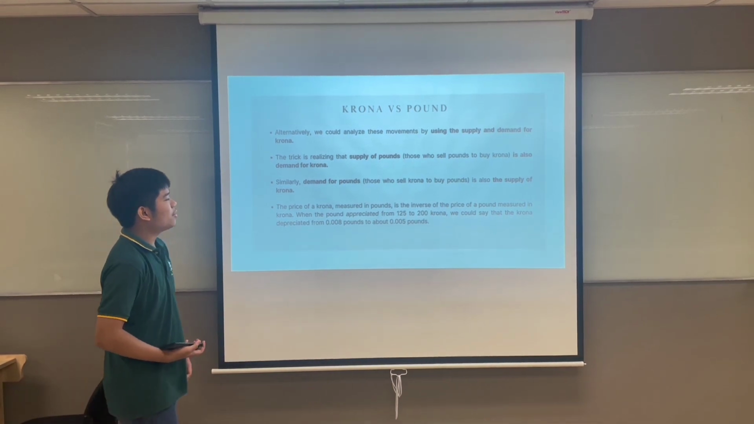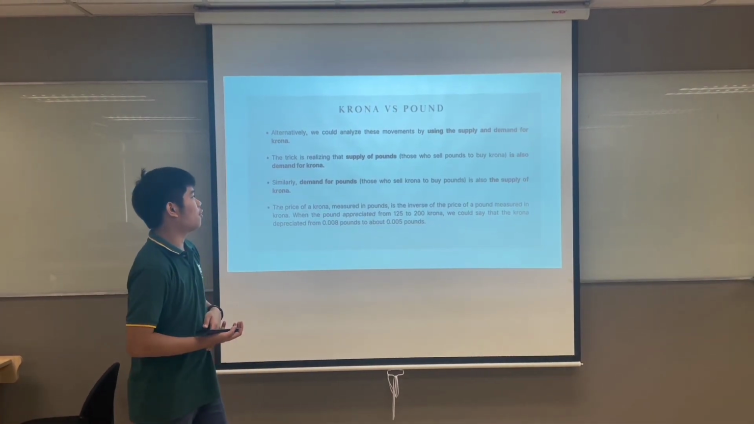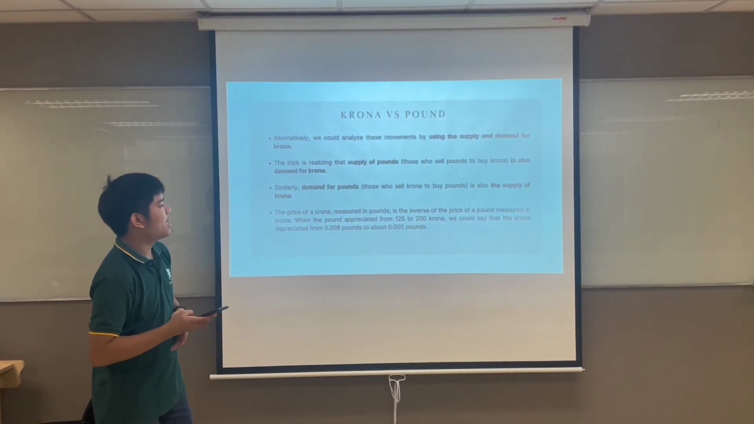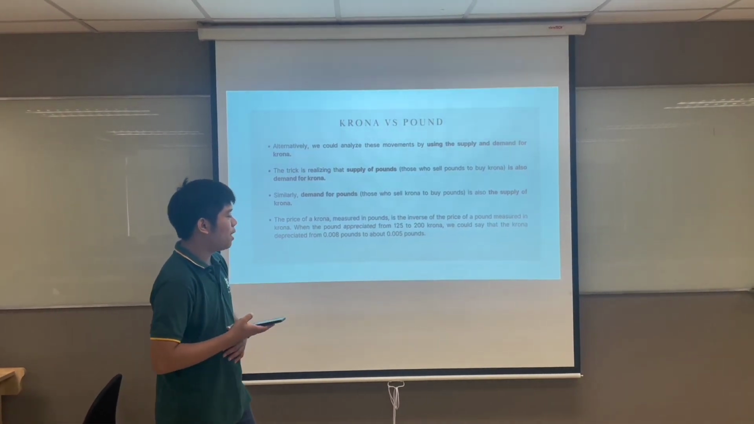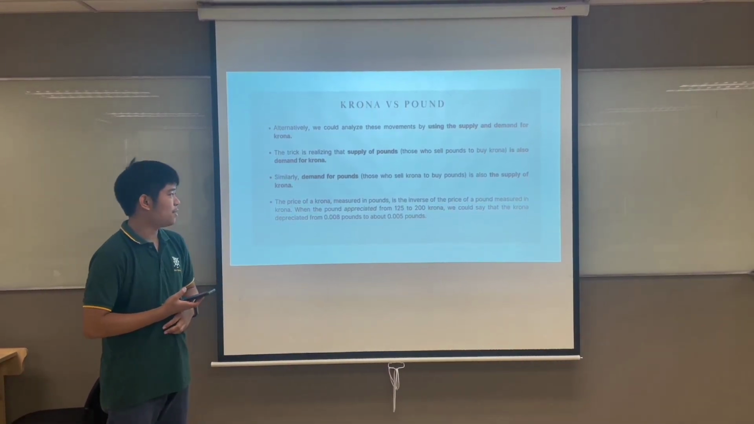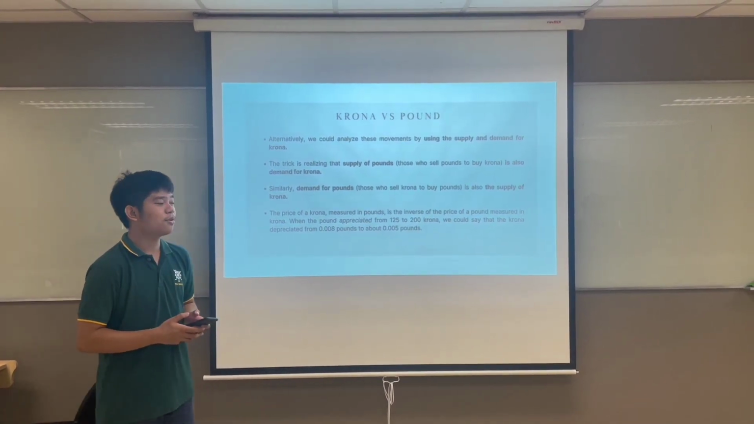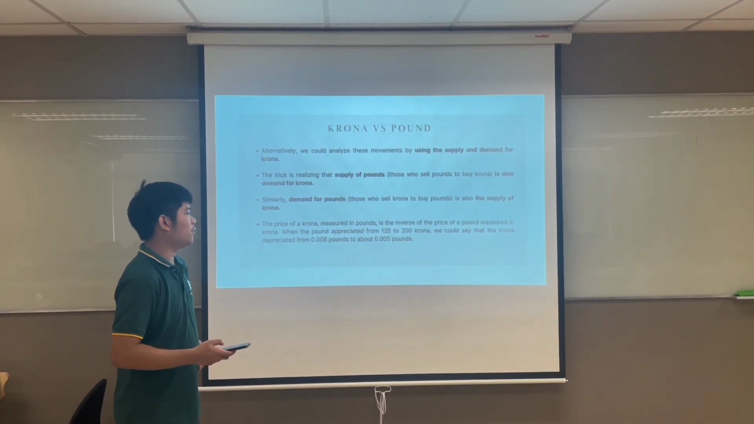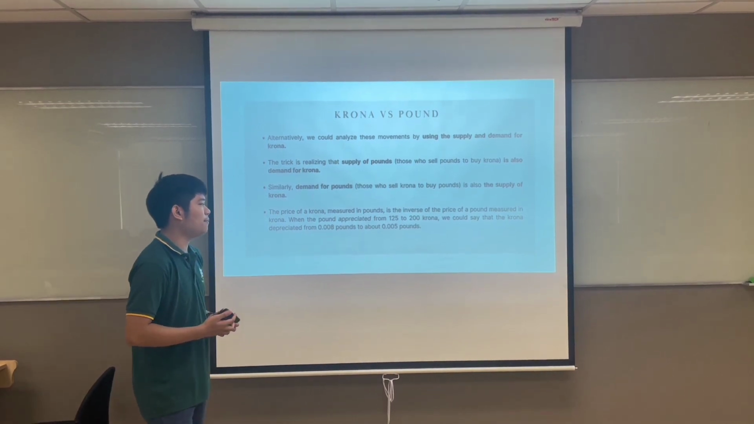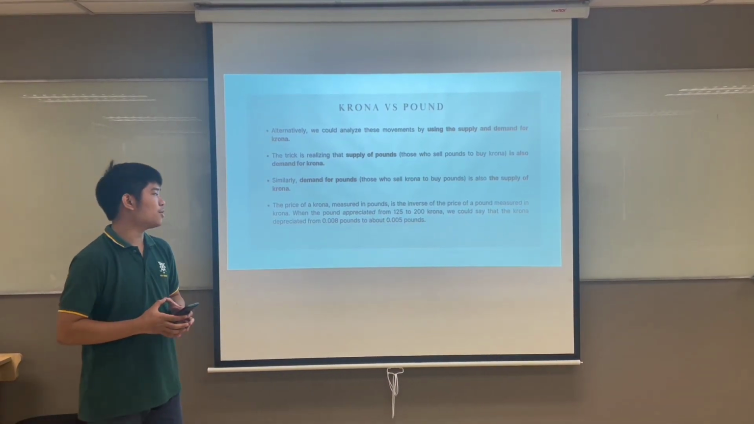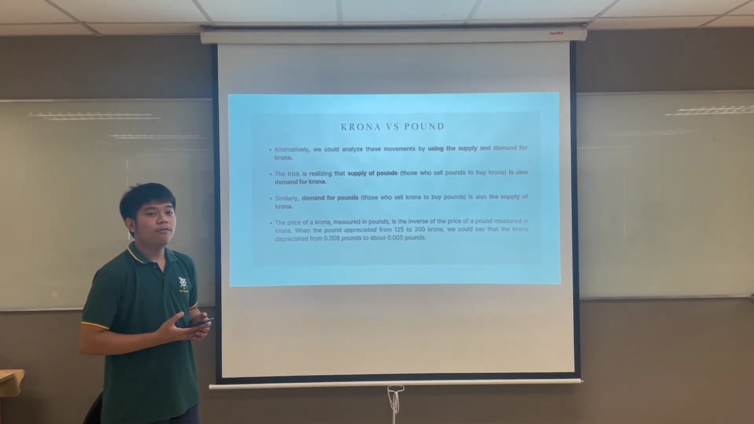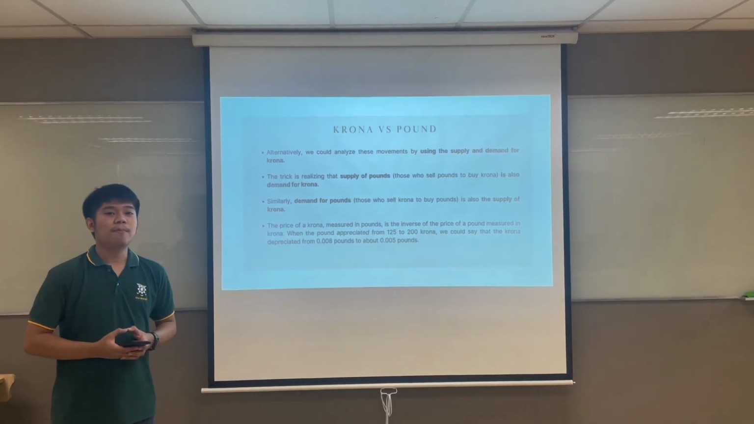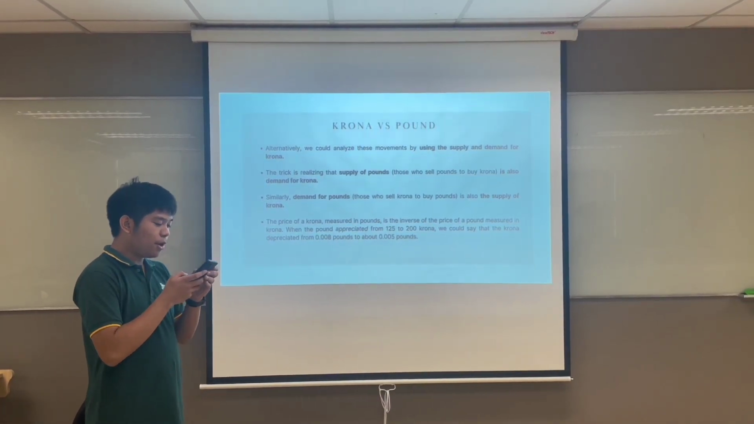Alternatively, we could analyze these movements by using the supply and demand for krona, which chapter 8 represents. The trick here is realizing that the supply of pounds, those who sell pounds to buy krona, is also the demand for krona. Similarly, the demand for pounds, those who sell krona to buy pounds, is also the supply of krona, so they are inverse to each other. The price of krona measured in pounds is the inverse of the price of a pound measured in krona. When the pound appreciated from 125 to 200 krona, we could say that the krona depreciated from 0.008 pounds to about 0.005 pounds.